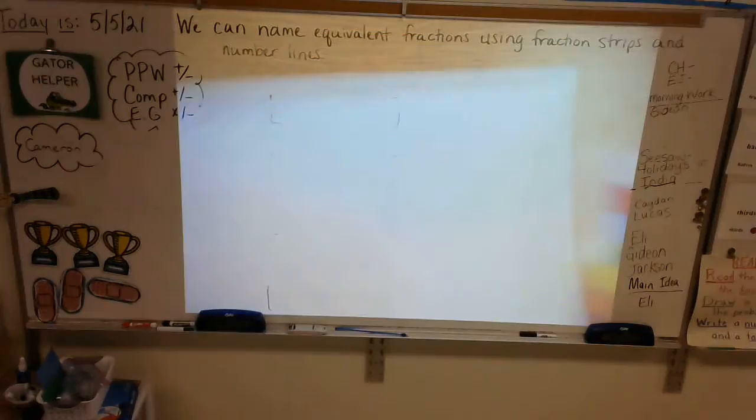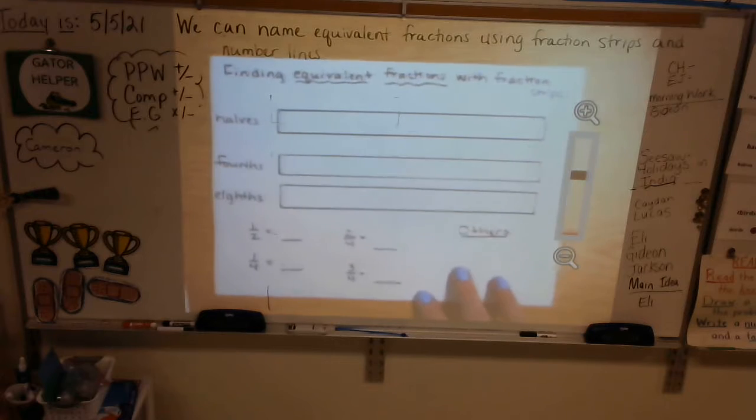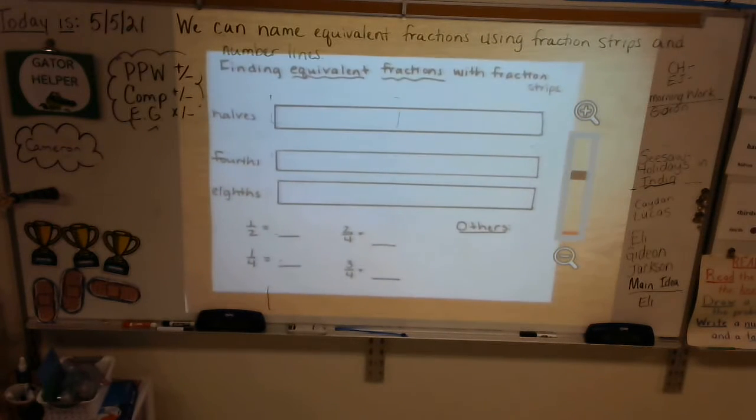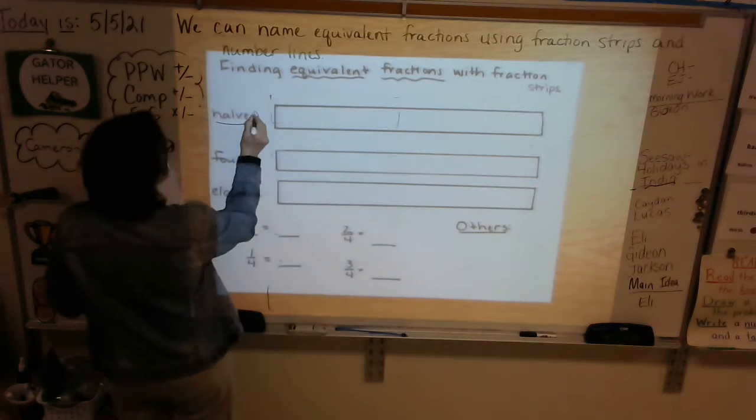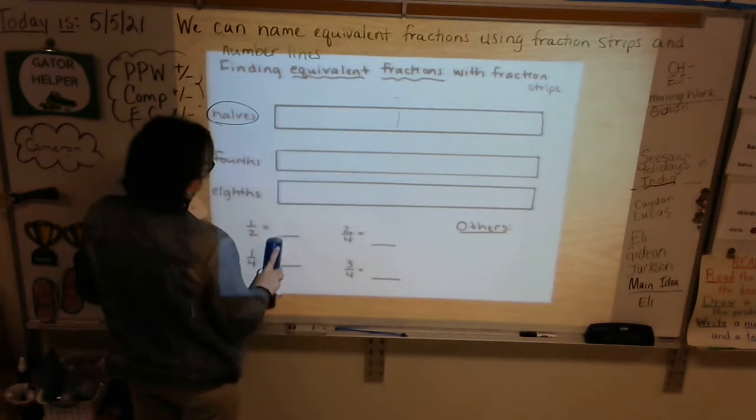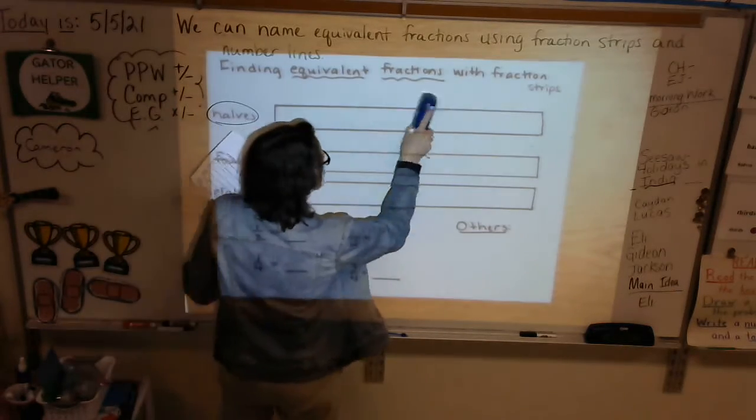So if you look at our first page of our template, we have 3 fraction strips. And this is where you tried really hard to make them all the same size. Okay? On the first fraction strip, let's circle it. The unit we want to represent is halves. So do your best and make the first fraction strip halves.